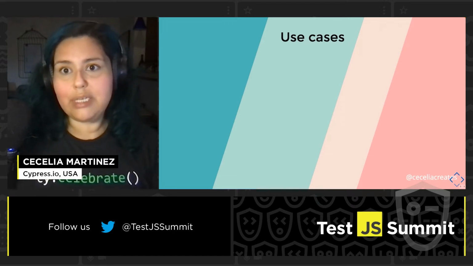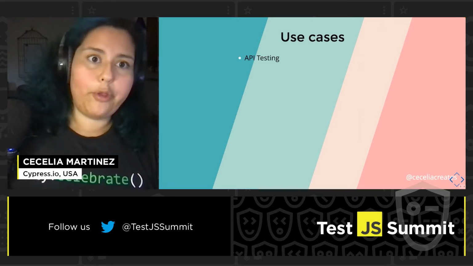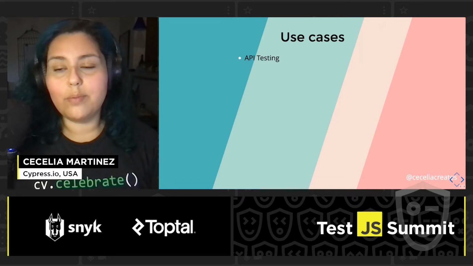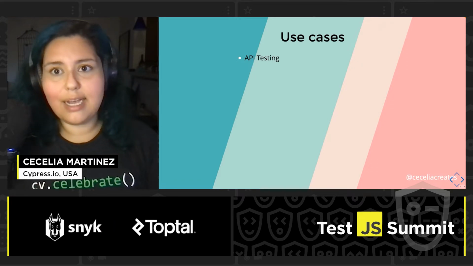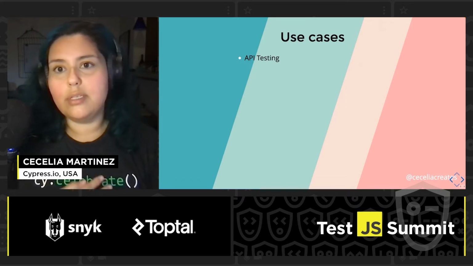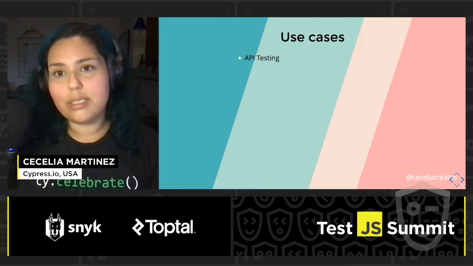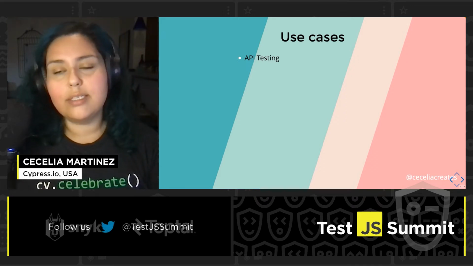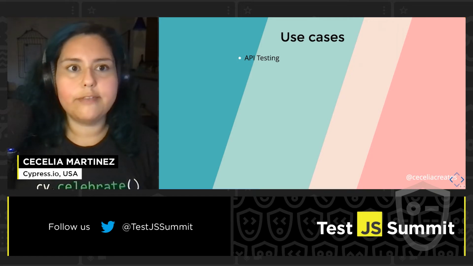So why would you use cy.request? The most popular use case is actually for API testing. Cypress, while it's mostly known for UI and end-to-end tests, you can also use the cy.request command along with the same assertion language that you're familiar with in order to validate responses coming back from your server endpoints.